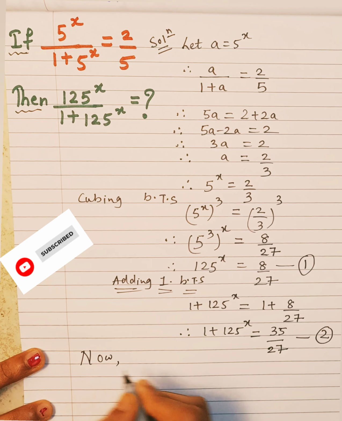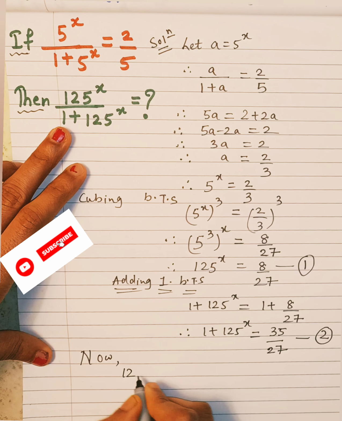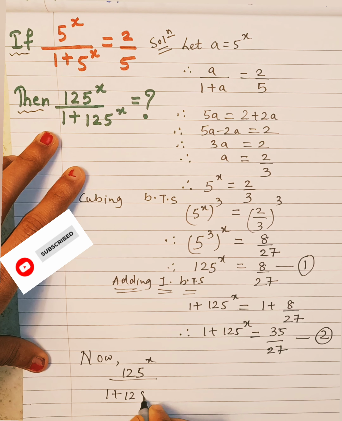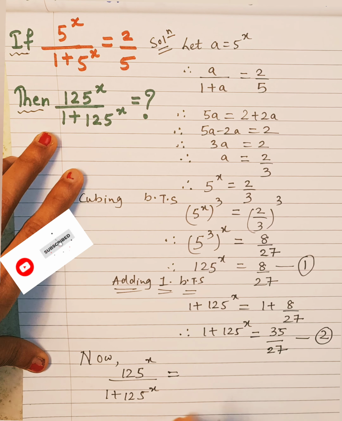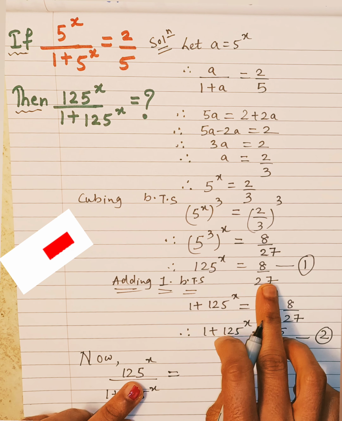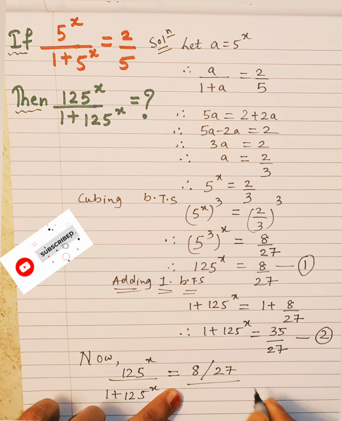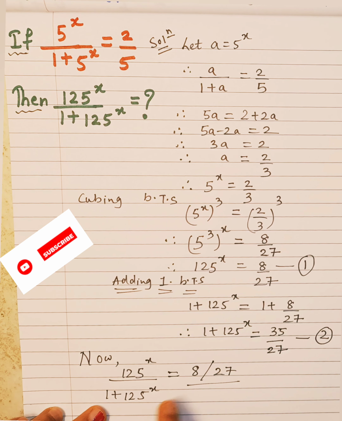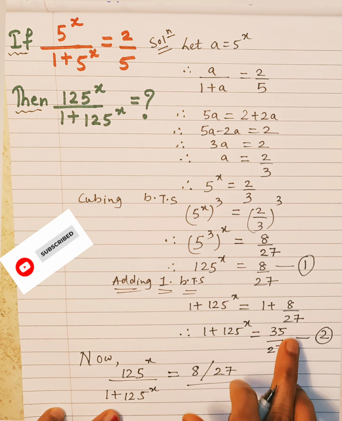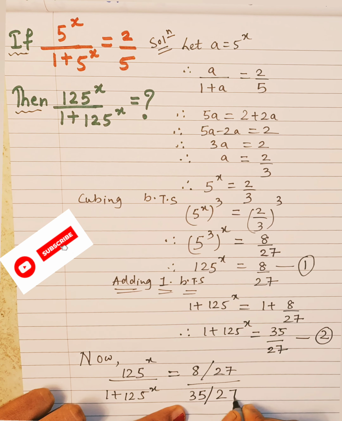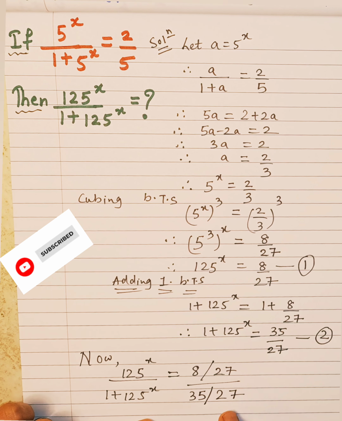So we just need to substitute both the values that we have got. Now 125 raised to x upon 1 plus 125 raised to x equals, for 125 raised to x the value is 8 upon 27, upon 1 plus 125 raised to x, whose value from the second equation we have already found, that is 35 upon 27. Now the denominators are the same, 27 and 27, so the denominators will get cancelled off.